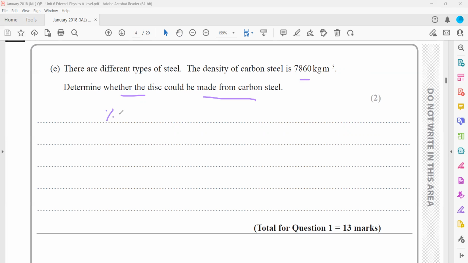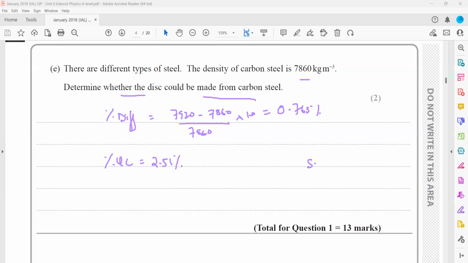So for percentage difference, if we have the standard value, the maximum value when we calculate was 7920 minus minimum 7860 divided by the standard times 100. That will give us 0.763%. That's the percentage difference. And the percentage uncertainty, when we calculated, was 2.51%. So percentage difference is less than percentage uncertainty. So we will say yes, the two values are the same. It's always a comparison between percentage difference and uncertainty. If percentage difference is smaller, then we'll say yes. If it is higher, then we'll say no.